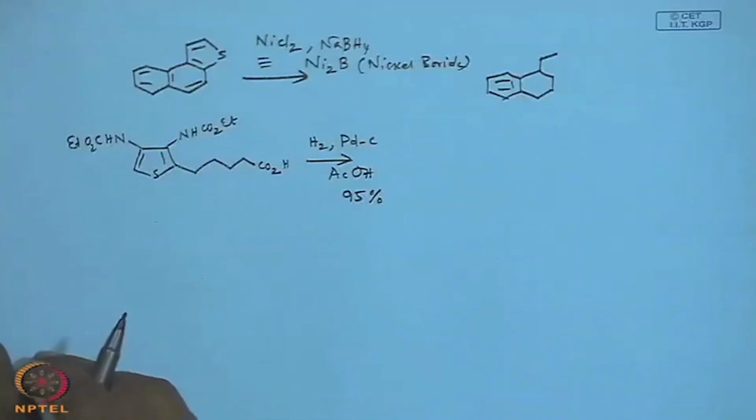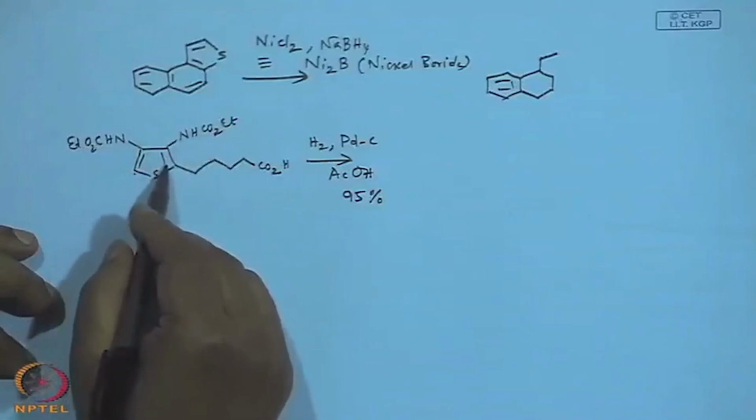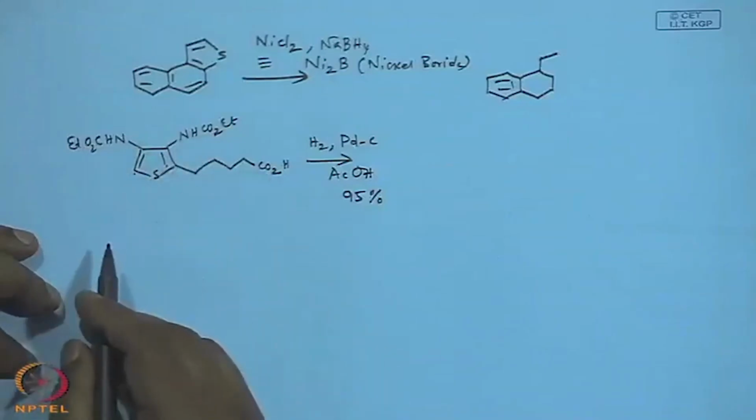So, what do we expect? This is basically our job. We have to gather some knowledge, extrapolate some knowledge, and predict something. So, we have so many reducible groups. You have a carbonyl up here, you have a carbonyl up here, you have a carbon-sulfur bond, a carbon double bond nitrogen, and a carboxylic acid.